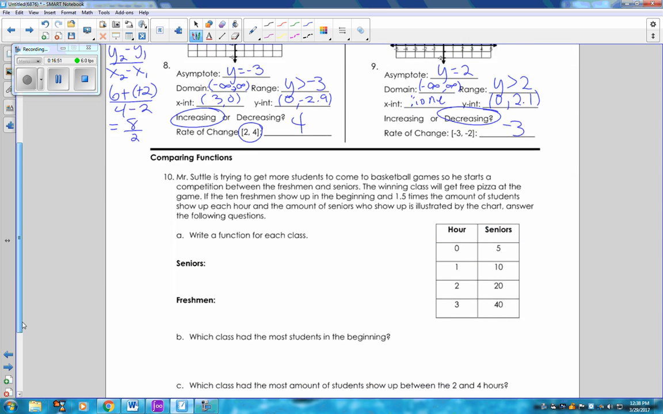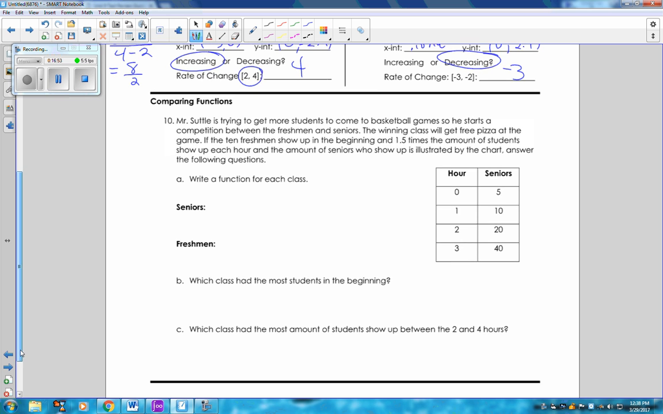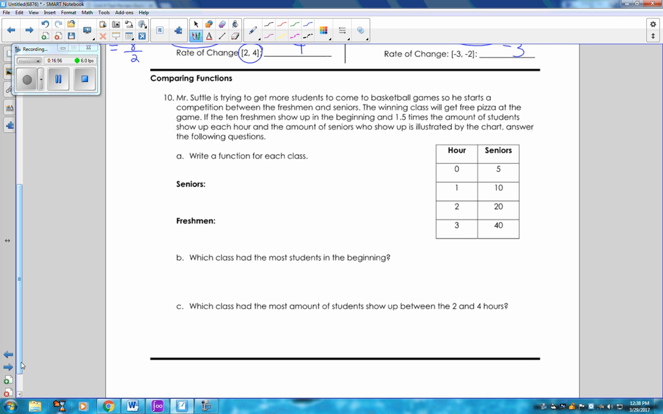Okay, on the next one it says, Mr. Suttle is trying to get more students to come to basketball games, so he starts a competition between freshmen and seniors. The winning class will get free pizza at the game. If the 10 freshmen show up in the beginning and 1.5 times the amount of students show up each hour, and the amount of seniors who show up is illustrated in the chart, answer the following questions. I gave you the freshman equation. That was given.